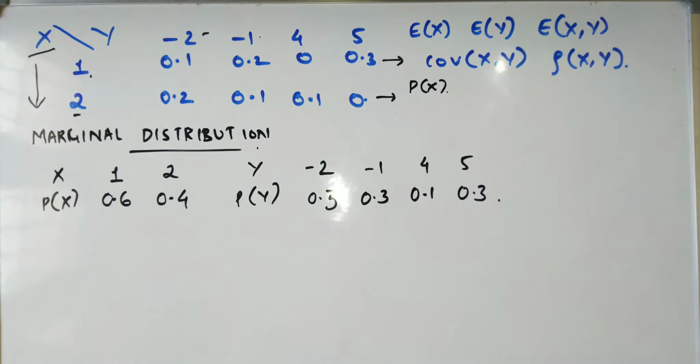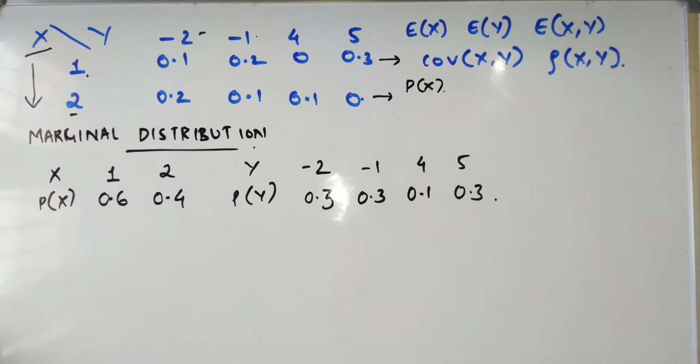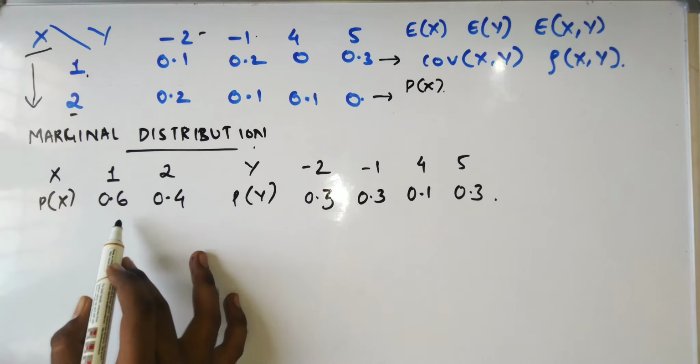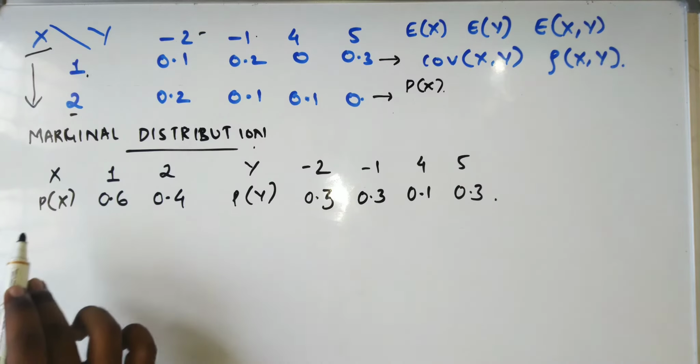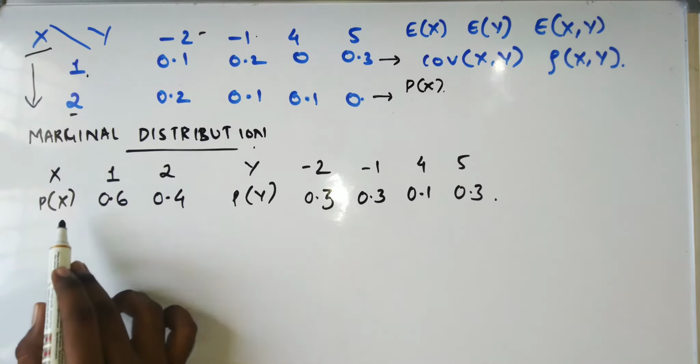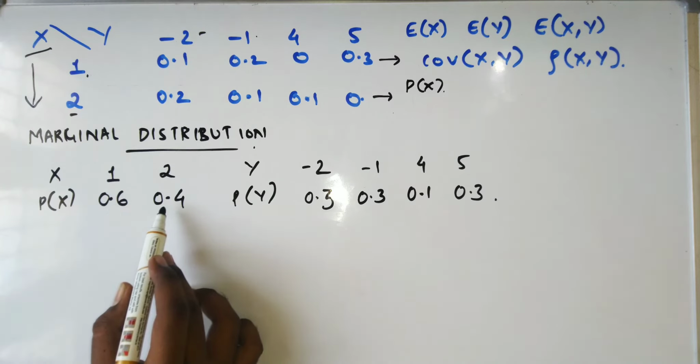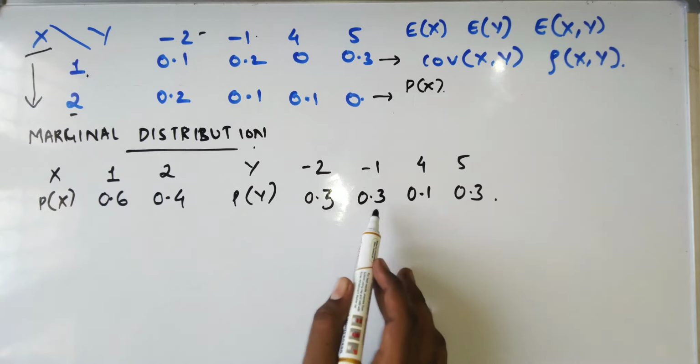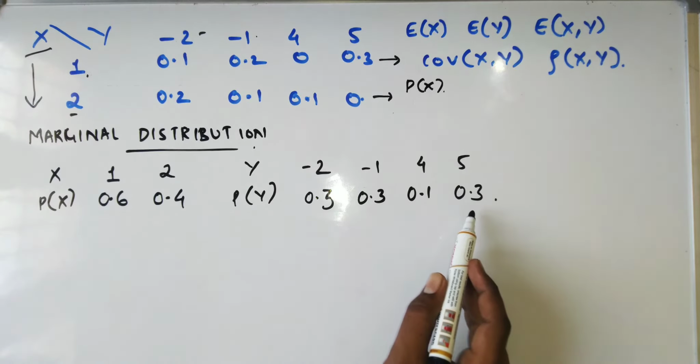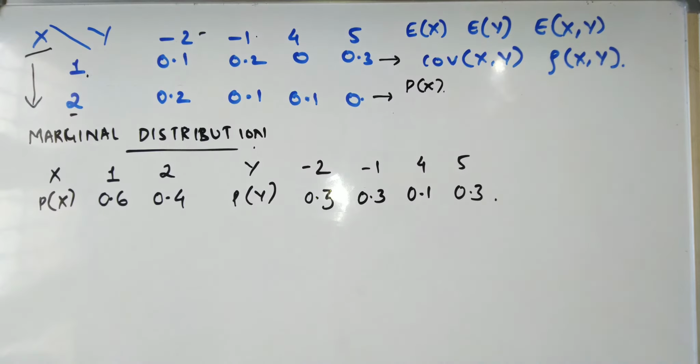Now, if you want to verify whether your answer is correct or not, just add all these terms. We know that the summation of the probability should be 1. So 0.6 plus 0.4 gives 1, correct? Here 0.3 plus 0.3 plus 0.1 plus 0.3 gives the answer as 1 itself. So we can verify our answer by that method also.